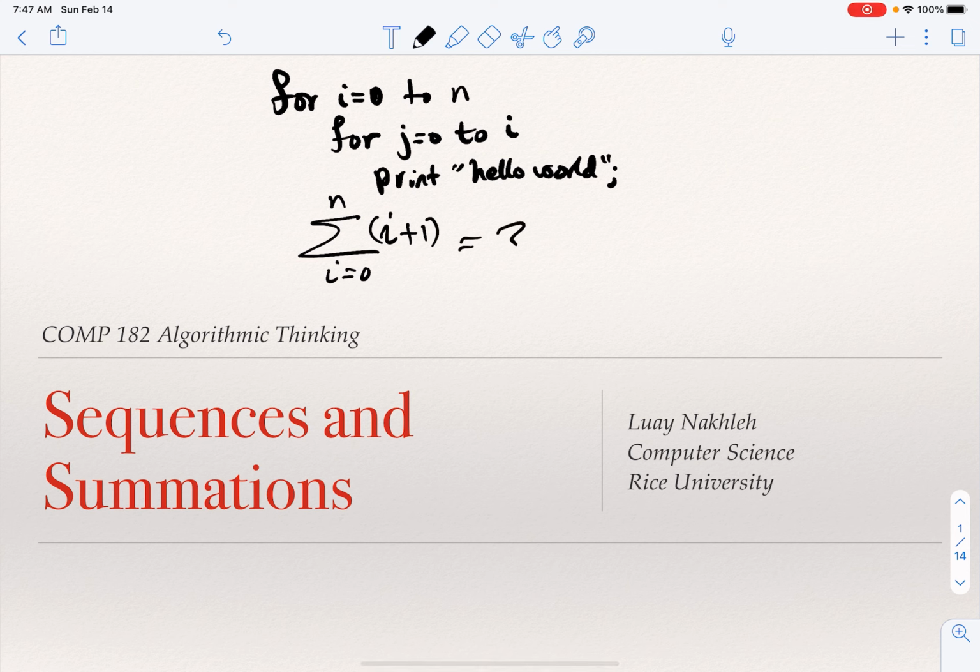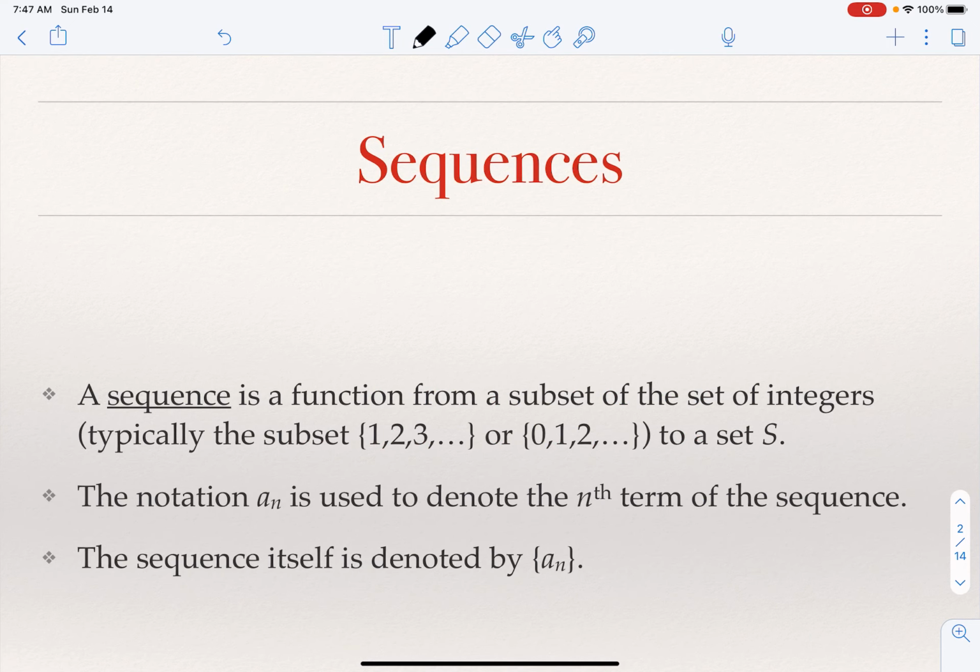So the question is, what is this value in terms of n? And this is what this lecture is about. How do we find this sum? These sequences sometimes are what we call arithmetic sequences. Sometimes they could be geometric sequences, and I will talk about 2 general techniques for solving them, or finding these summations. So, a sequence is a function from a subset of the set of integers to a set S.